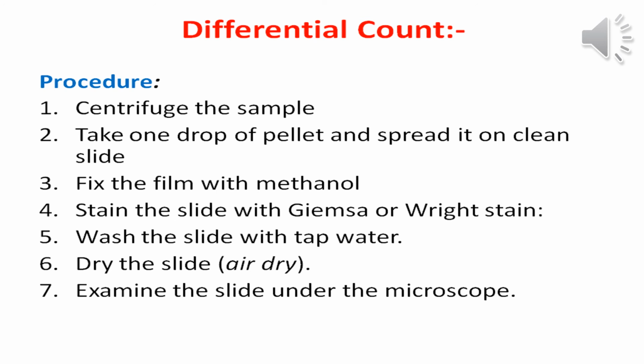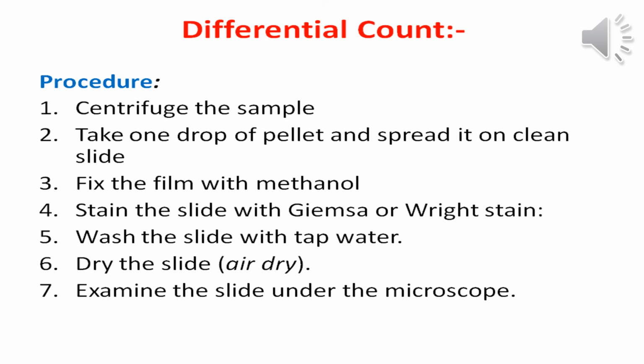So to do the differential count, we need to mix the sample 5 to 10 times by inversion. Then you can centrifuge the sample at 2000 RPM for 5 minutes. After that, we need to take the sediment, not the supernatant. We need to remove the supernatant and take one drop of sediment and place it in the center of a clean slide. And this drop, we need to spread it 1 centimeter by 1 centimeter as a square.